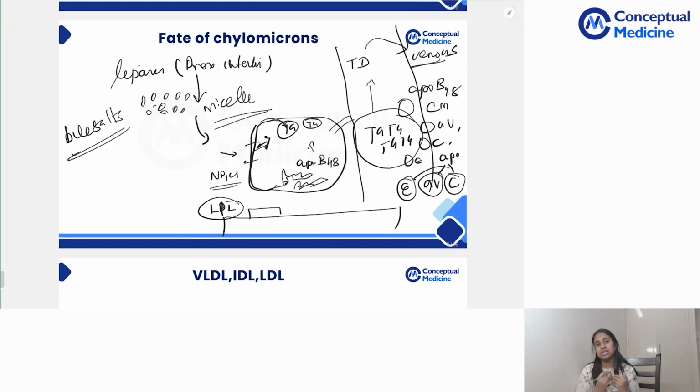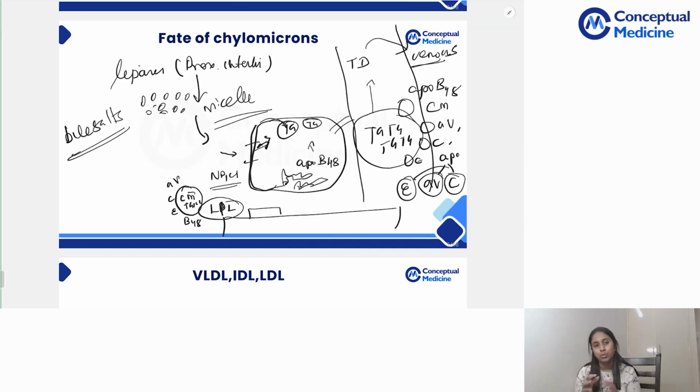So if either ApoC is absent, or ApoA is absent, or lipoprotein lipase is absent, these chylomicrons will not be catabolized at all. So this is the chylomicron, with ApoA, ApoC, and ApoE along with ApoB48. There are a lot of triglycerides and only some level of cholesterol ester. A lot of triglycerides, which come from the diet, is what it has.